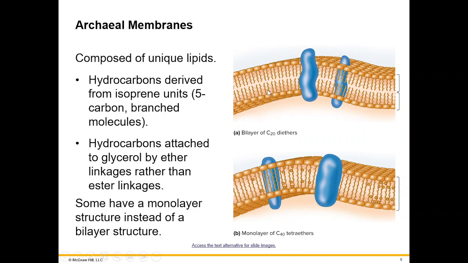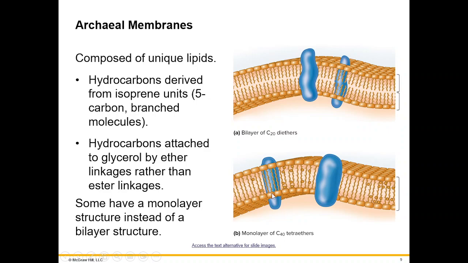Unlike for bacteria and even for us eukaryotic animal cells and plant cells, our lipids are not branched. We do have kinks, double bonds that produce kinks, but for this one, they actually have branches in their hydrocarbon tails.